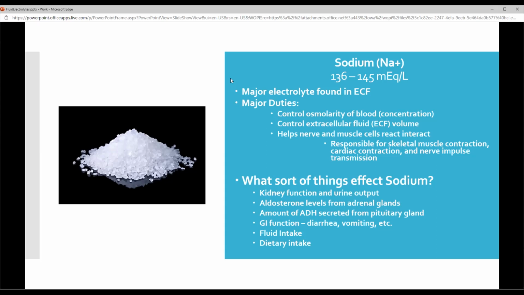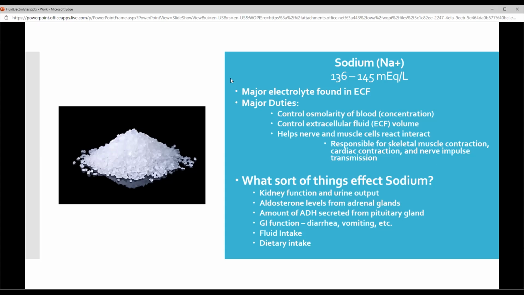And then what kind of things affect it? Kidney function, urine output. So anything that affects kidney function and urine output, use of diuretics. We'll talk about ADH and aldosterone in a minute, but those are hormones that will affect your sodium levels. If aldosterone's too high, sodium's going to be too high. If aldosterone is low, sodium's going to be low. If ADH is high, sodium's going to be low. If ADH is low, sodium's going to be high.